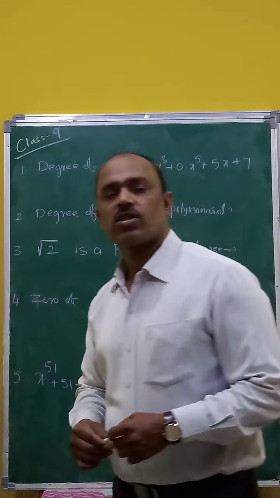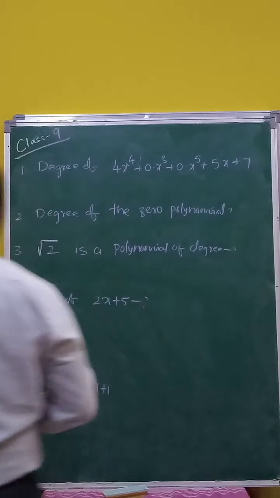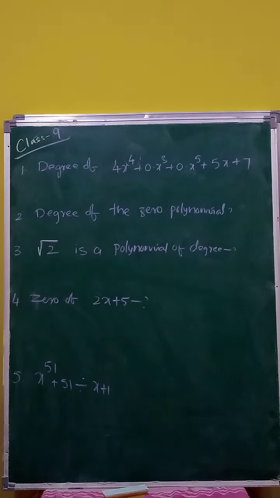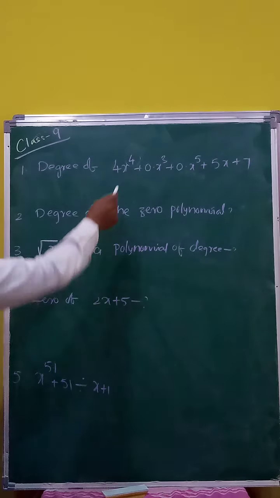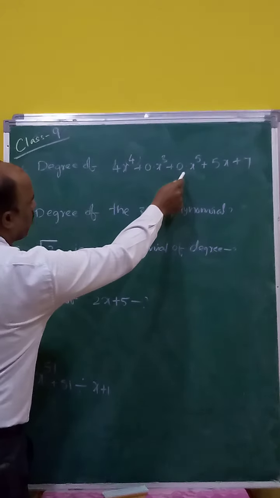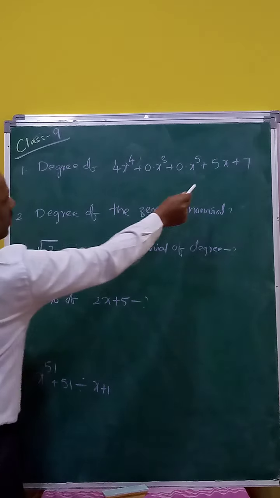Students, today we are going to solve a few important problems related to polynomials. Okay, listen carefully. Question number 1: the degree of 4x⁴ + 0·x³ + 0·x⁵ + 5x + 7.